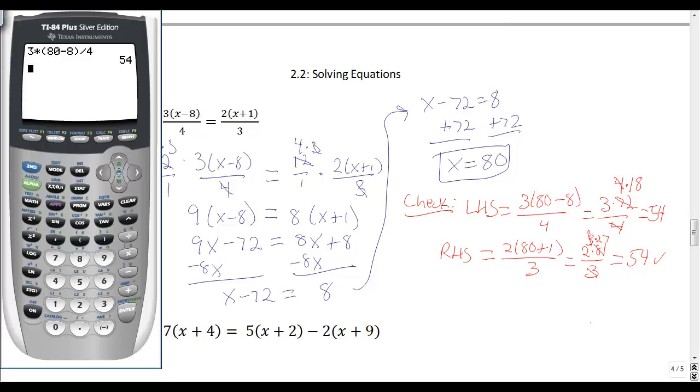On the right-hand side, I get 2 times, parentheses, 80, that's my x, plus 1, and then I divide by 3. So for our class, you can't really use your calculator to solve these, but to check, you could just do this on your own, to be honest, and not even write it down. You just want to make sure you get the same thing on both sides.